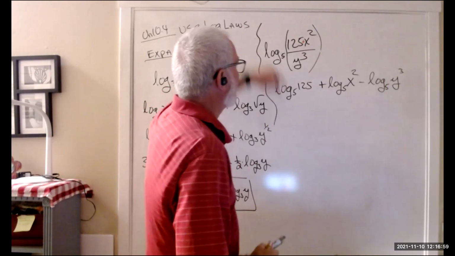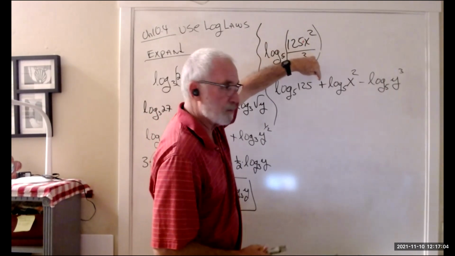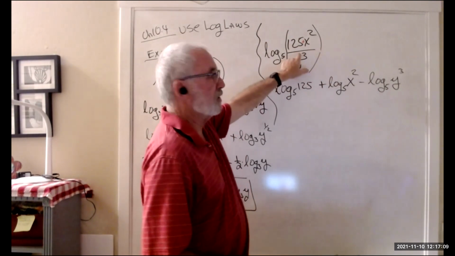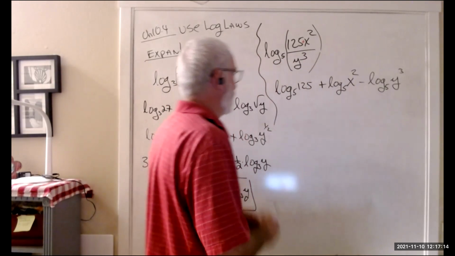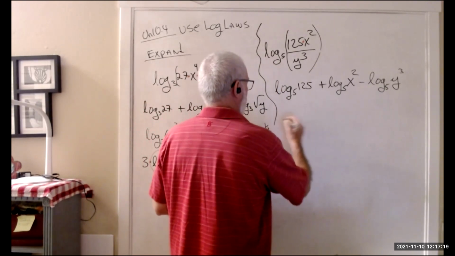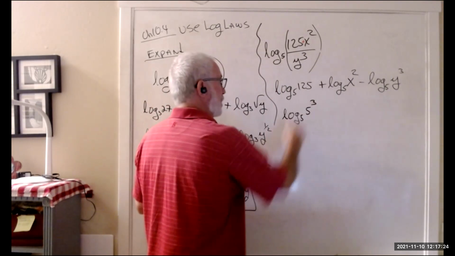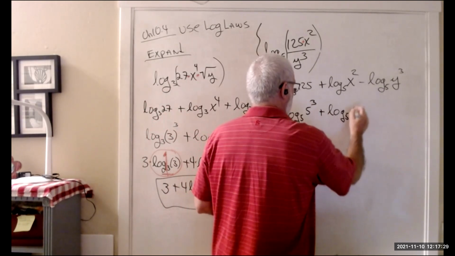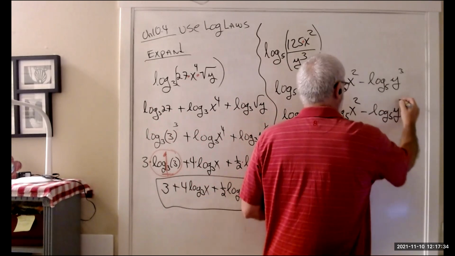Sorry, so again, we had 125 times x squared. So those two expanded to a plus: log of 125 plus the log of x squared. But the division expanded to a minus. So we have that. Okay. How you do your steps, the order, is up to you, but this will become log base 5 of 5 to the third, since 125 is 5 to the third, plus log base 5 of x to the second, minus log base 5 of y to the third.